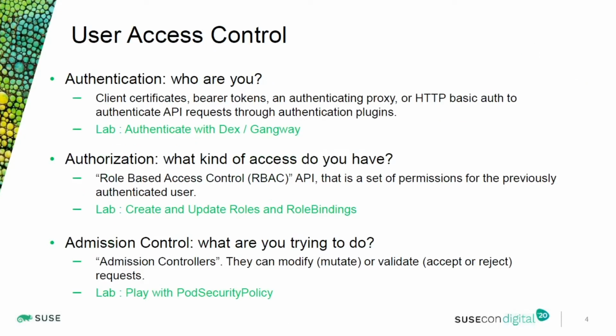SUSE CaaS comes with a powerful security framework that is really required to be enabled on production. There are plenty of extension possibilities. For example, for authentication, you can either authenticate thanks to certificates, tokens, or via an authentication proxy, or just enable HTTP basic authentication. In the first lab, we will authenticate with OIDC thanks to Dex and Gangway.